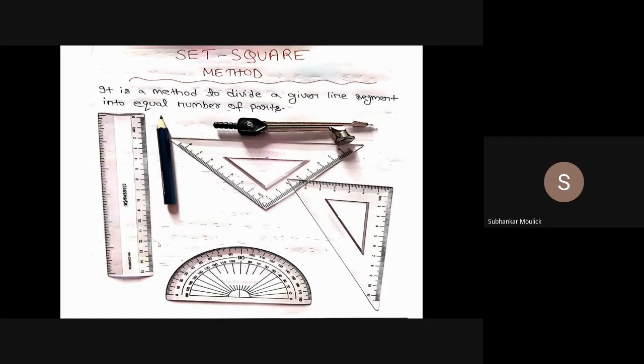If you want to divide a given line segment, that is a 10 centimeter line, into 7 equal parts, then each equal part will be equal to how much centimeter? 10 divided by 7 is how much? 1.42. So can you measure a length of 1.42 centimeter by the help of compass in your scale?